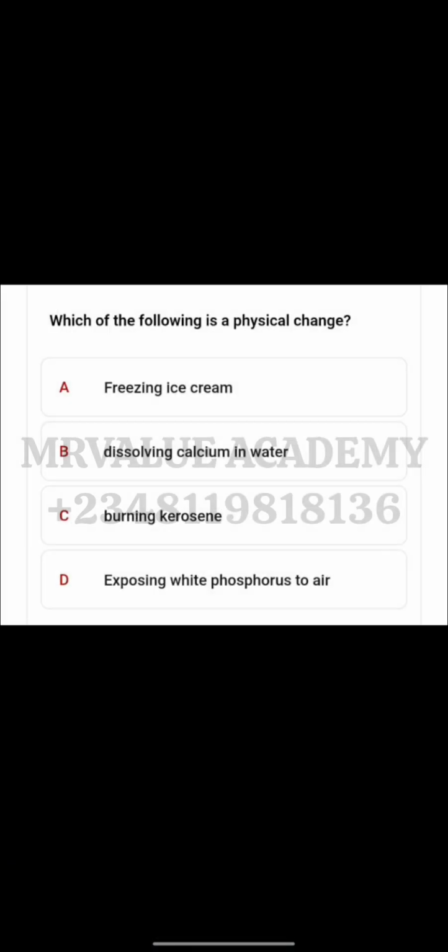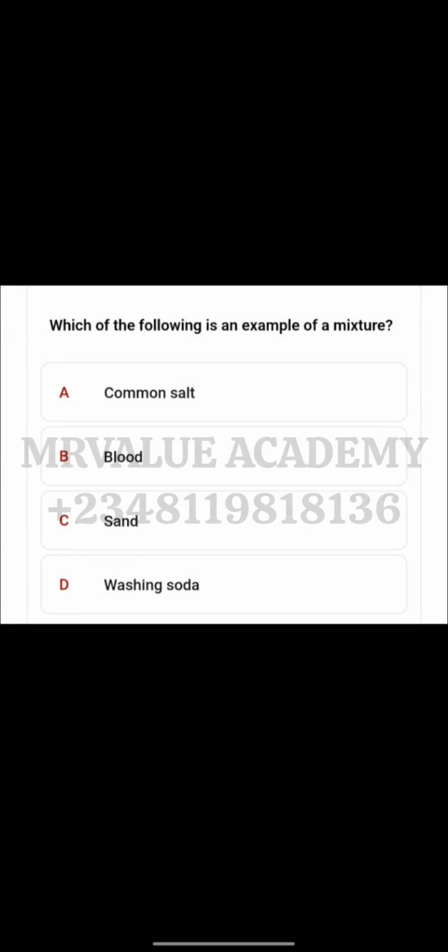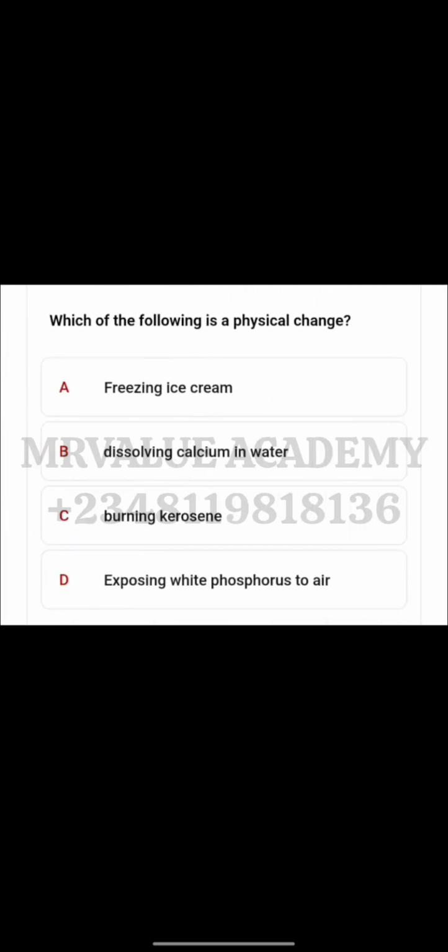Okay, for number 4, which of the following is a physical change? Freezing ice cream is a physical change. Dissolving calcium in water is chemical. Burning kerosene is chemical. Exposing white phosphorus to air is chemical. So the answer here is A.